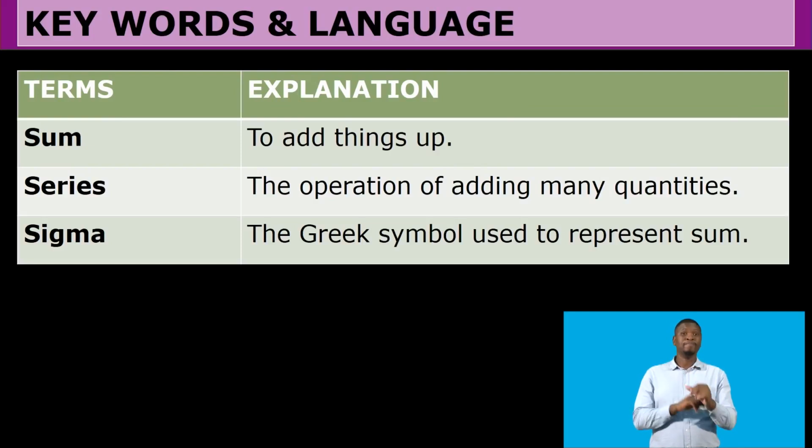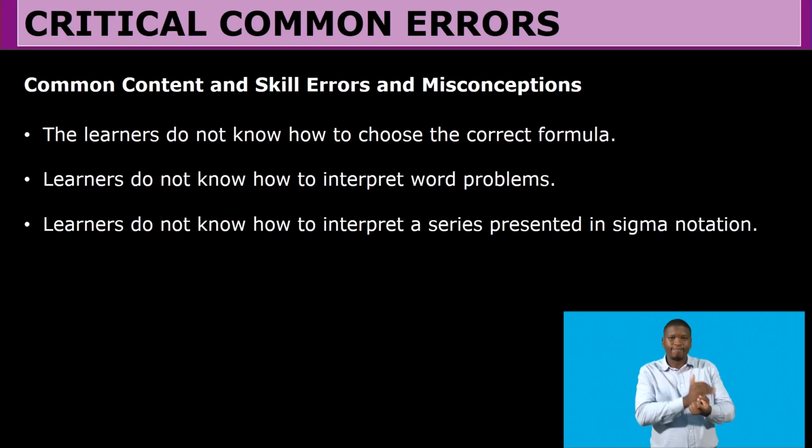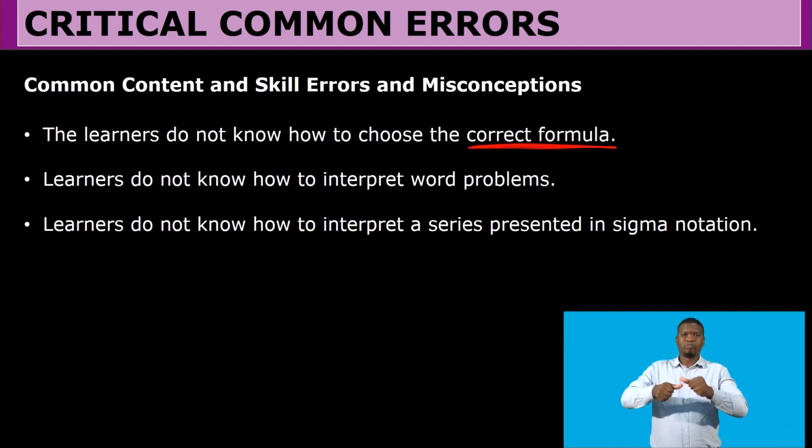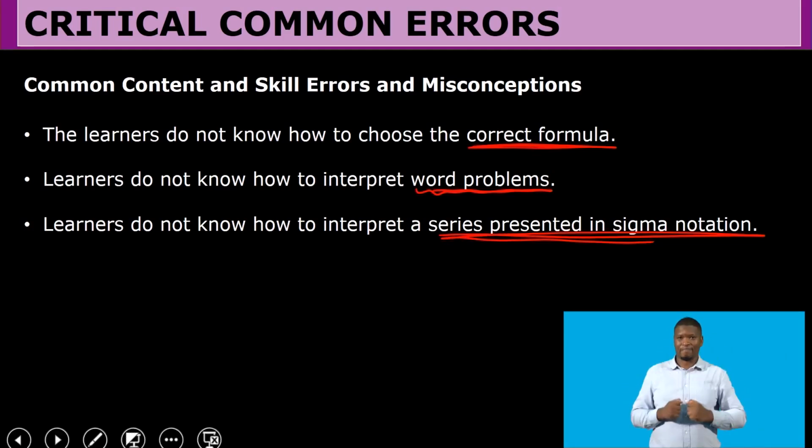So we know the keywords that we are used to when working with sigma and series. Let's look at the content errors or the misconceptions that usually occur, the common ones. The learners do not know how to choose the correct formula. So choosing the correct formula is very important. Learners do not know how to interpret word problems. So that's also very important. And lastly, learners do not know how to interpret a series presented in sigma notation. So those are the common errors. And hopefully by the end of this lesson, we will be able to clarify those misconceptions.